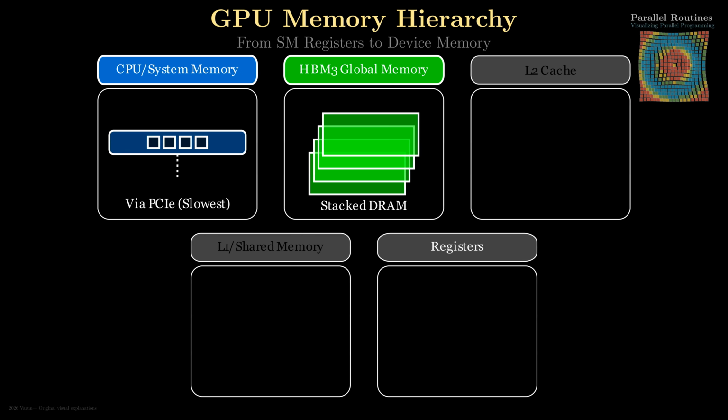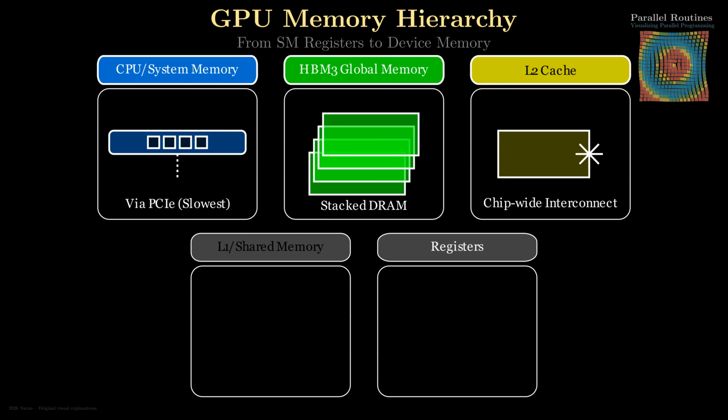HBM3 memory consists of multiple independent stacks, each with its own memory controller. Requests are routed automatically by hardware to the correct stack, allowing many parallel accesses. Coalesced memory accesses are critical for performance, as explained in the linked video.